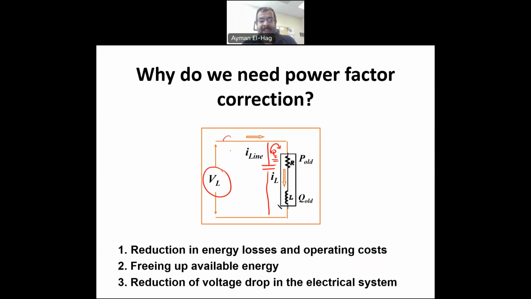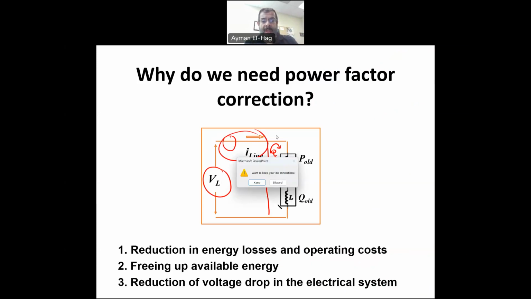The current here in the line will be reduced. And hence, the losses in the overhead lines or in the underground cables will also be reduced. Also, the voltage drop here will be reduced as well. So these are some of the most important advantages when we connect the capacitor bank.